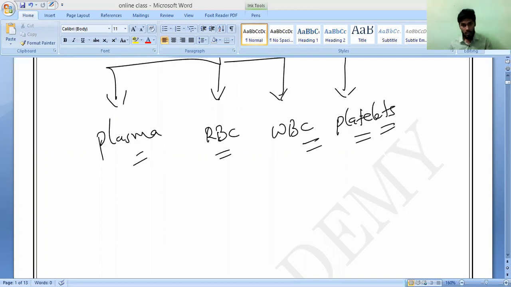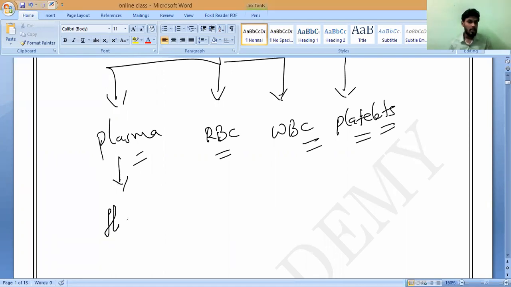As we come to know, plasma can also be called by another name. What is another name of plasma? Fluid matrix. That is what we have studied. Even blood is also called a fluid matrix. Why? The major percent of blood contains what? Fluid matrix.